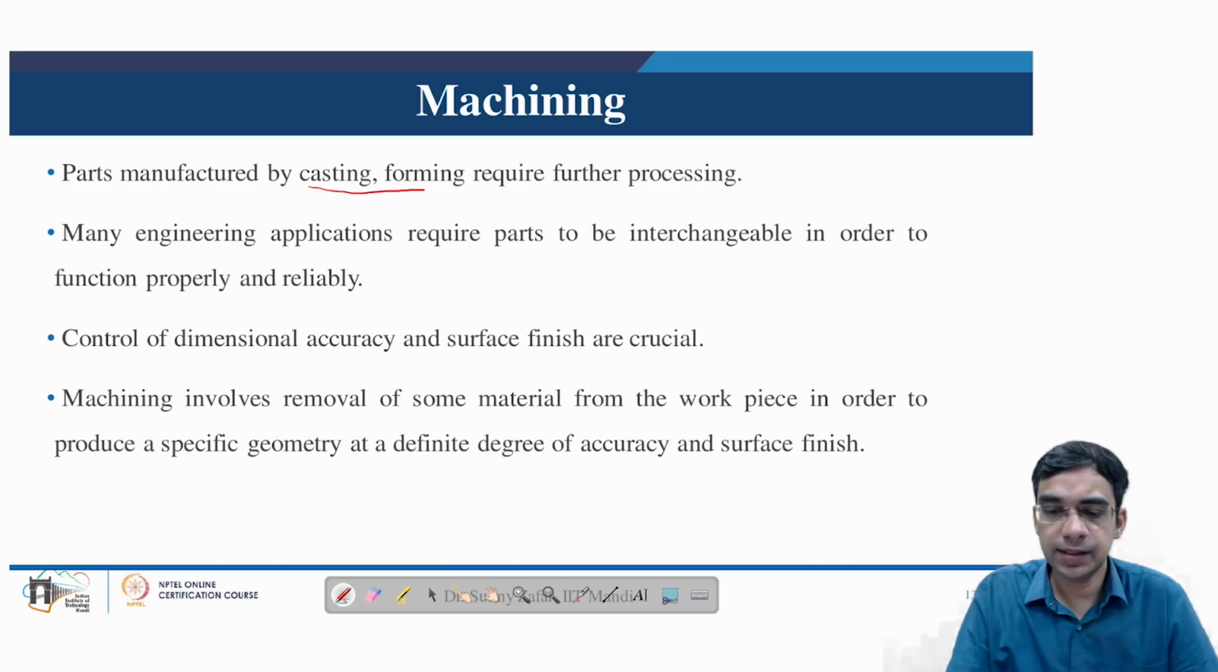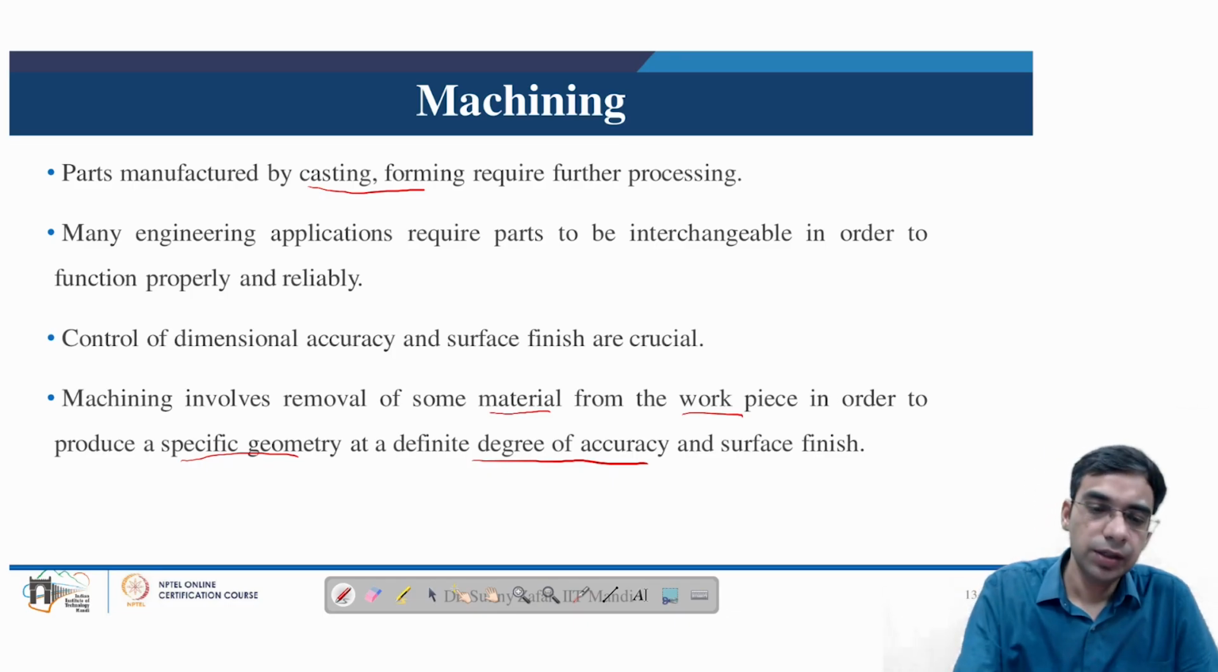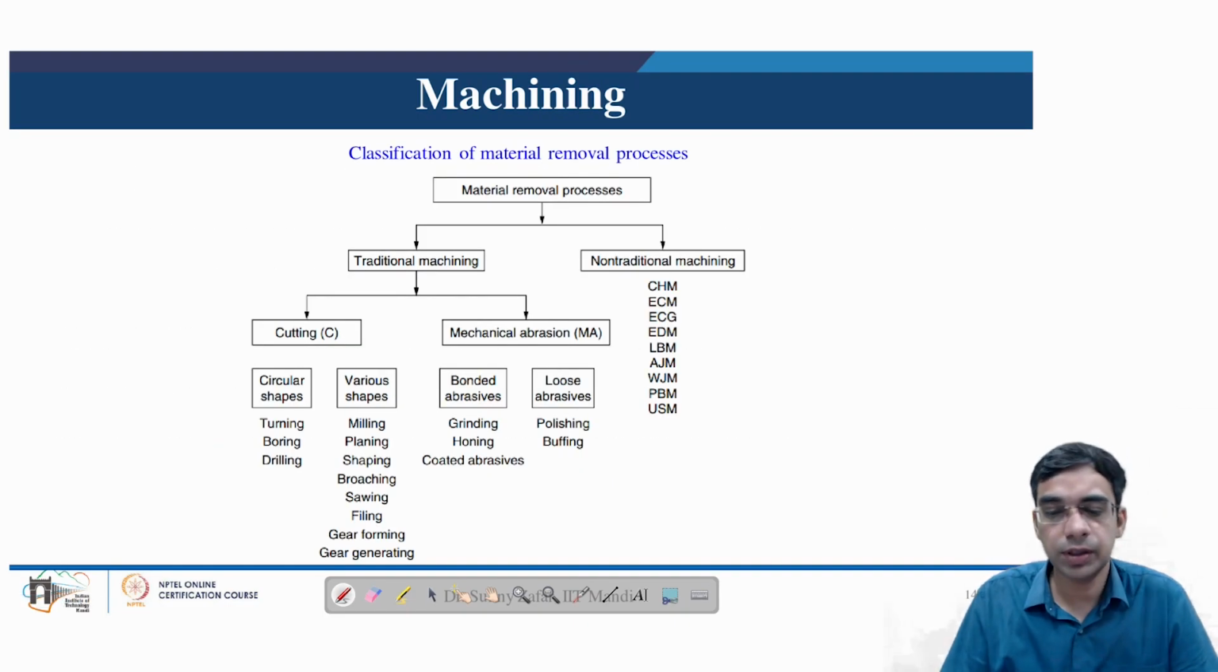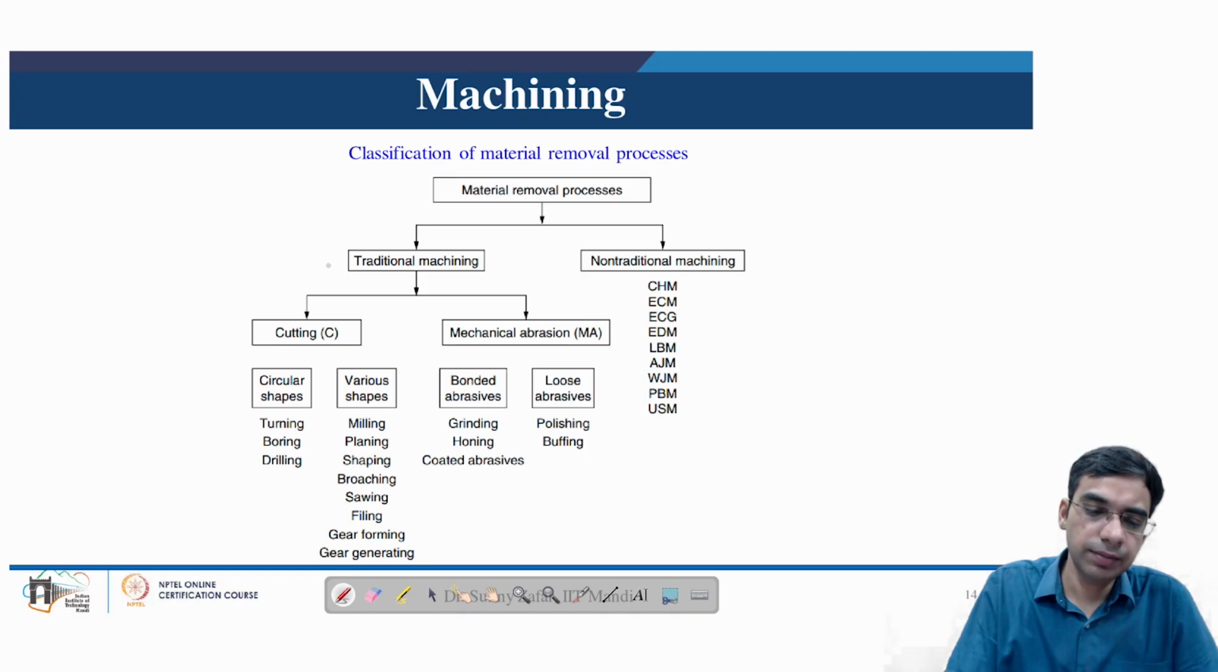Machining also facilitates the interchangeability of parts with proper function and reliability. And machining in general is a subtractive process which involves removal of material from the workpiece in order to produce a specific geometry at a defined degree of accuracy and surface finish. So machining is a very wide term in manufacturing, and most of the material removal processes come in this category of machining. So machining is further classified based on traditional machining or non-traditional machining.